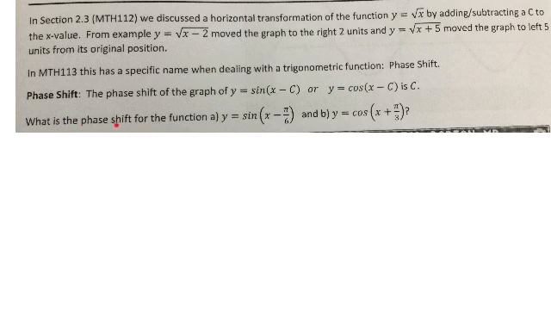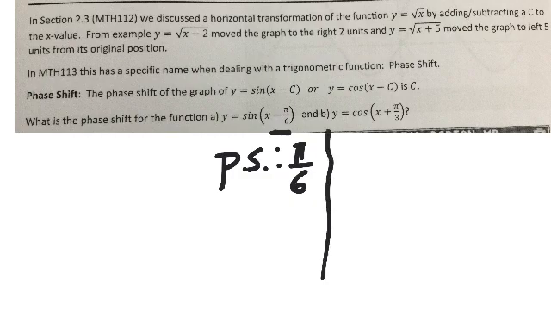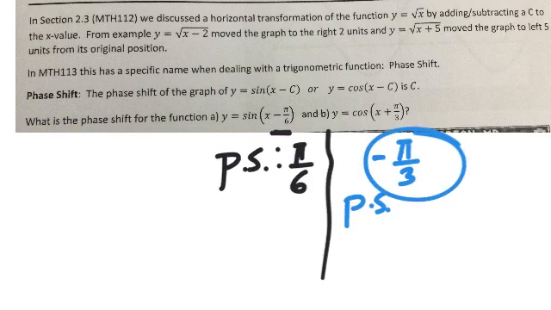So when I look here, what is the phase shift of the function y equals sine of x minus pi over 6? So because this is going to move the graph right pi over 6, my phase shift is going to be pi over 6 because it's moving it to the right in the positive direction. Now for the next one, when I'm looking at cosine of x plus pi over 3, that's going to shift the graph left pi over 3. So we would say the phase shift here is negative pi over 3 because it went left.